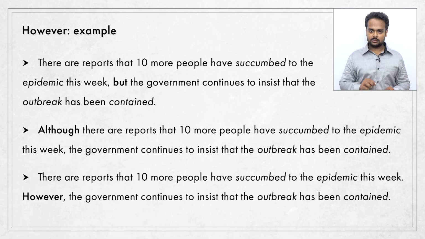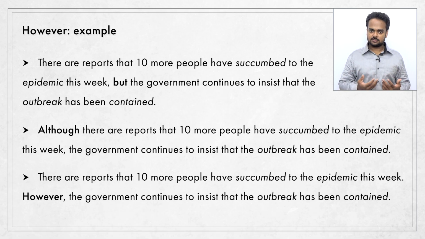Notice in the example with however, we have one sentence first, then there's a period or full stop. The reader can stop, take a breath, and digest that information and then move on to the next sentence. That next sentence neatly starts with however, so the reader knows they're going to find the opposite idea to the first one. So however is part of the second sentence.